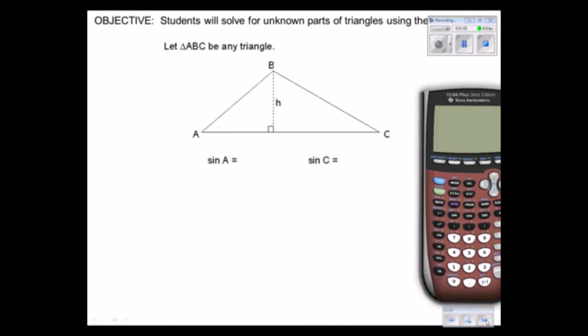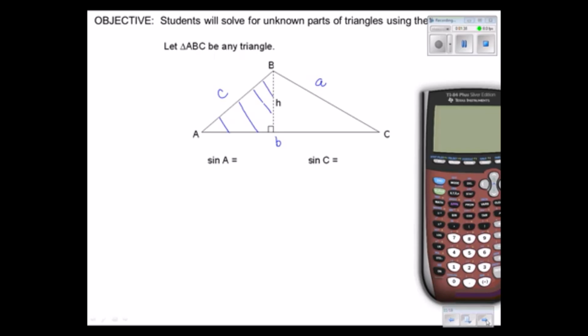I want to show you where this came from. So if I take this triangle and I label it as I did just a moment ago, the side across from angle C will be labeled with a little c. The side across from angle A will be labeled with a little a. And the side across from angle B will be labeled with a little b. And I'm first going to focus on just this right triangle.